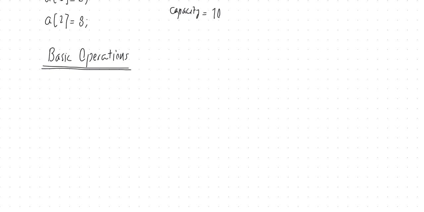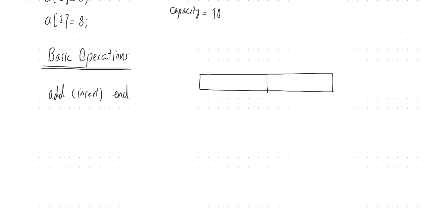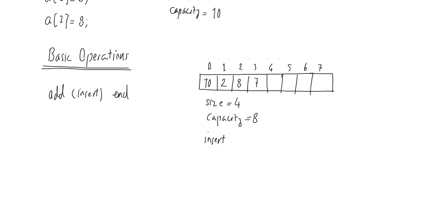Okay, so let's start with the simplest one. So add or insert at the end of an array. Let me show this operation in an example. Let's say you have an array of capacity 8, indices 0, 1, 2, 3, 4, 5, 6, 7. And let's say currently you have 10 here, 2 here, and 8 here, and maybe 7 here. Okay, so the size is 4 and capacity is 8. Now I want to insert, say, 23 at the end of the array.